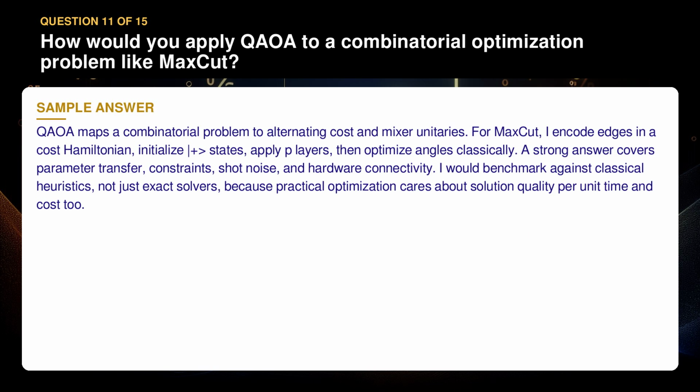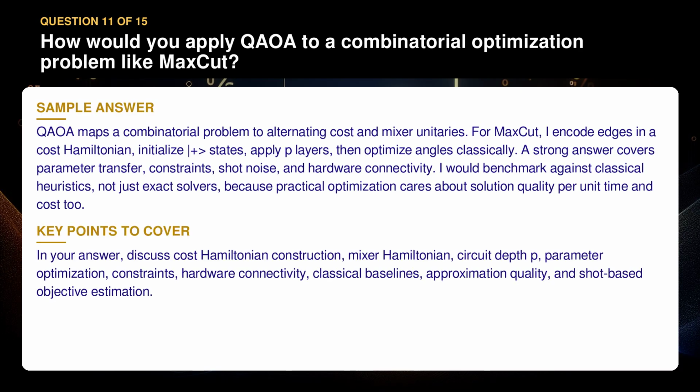I would benchmark against classical heuristics, not just exact solvers, because practical optimization cares about solution quality per unit time and cost too. In your answer, discuss cost Hamiltonian construction, mixer Hamiltonian, circuit depth p, parameter optimization, constraints, hardware connectivity, classical baselines, approximation quality, and shot-based objective estimation.